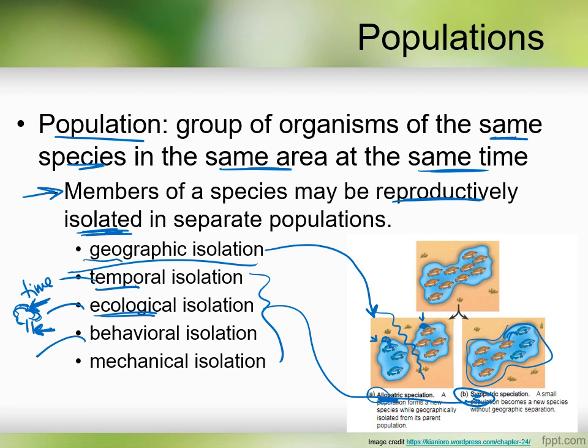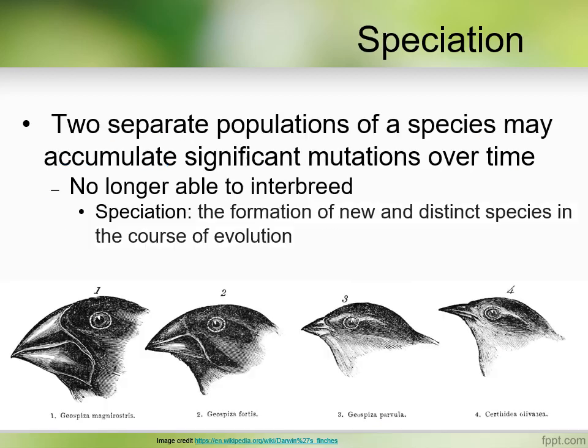So behavioral isolation, basically mating rituals that are going to either attract or repel the potential for a mate. Last up, this one's kind of awkward. Mechanical isolation. This is just where pieces and parts simply don't fit well together.